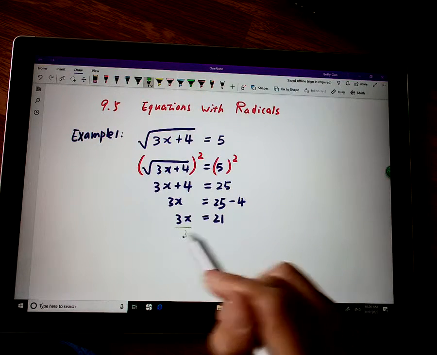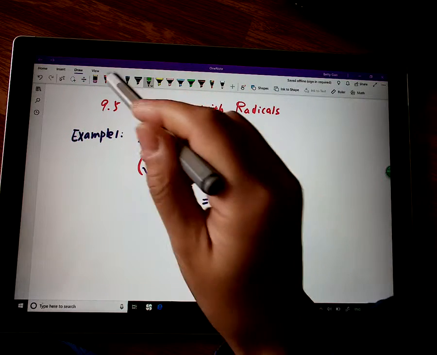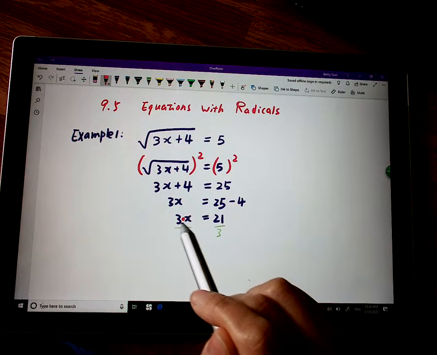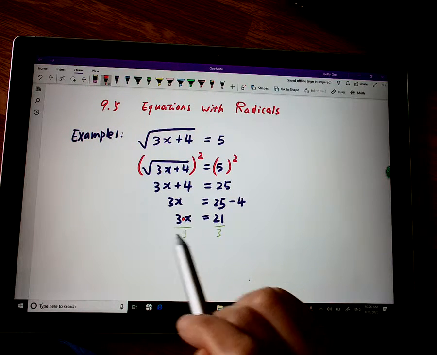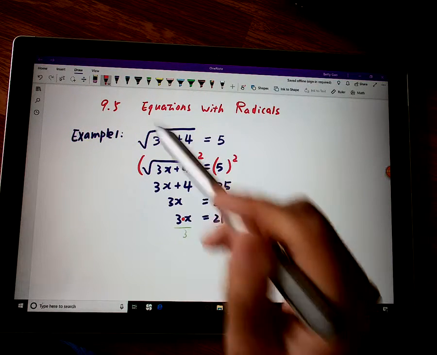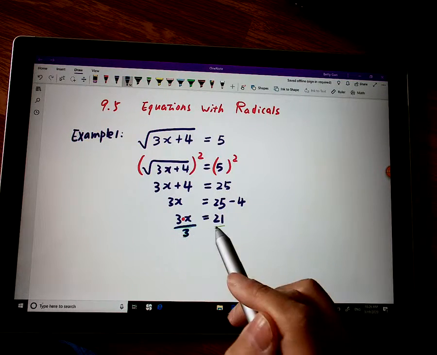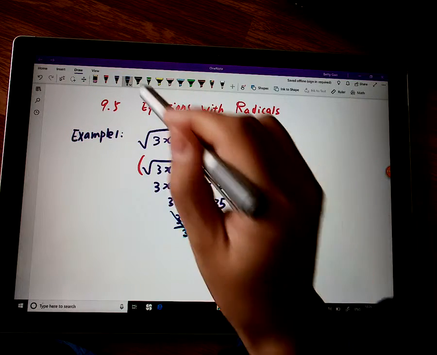Divide both sides by 3. Okay? Because 3 is the coefficient of x. Coefficient of x means the operation between 3 and x is a multiplication. In order to reverse the multiplication, we need a division. So we divide by 3, and those 3 cancel out.